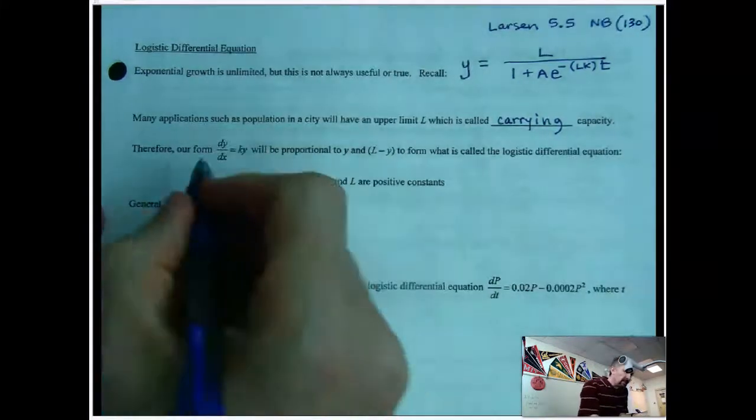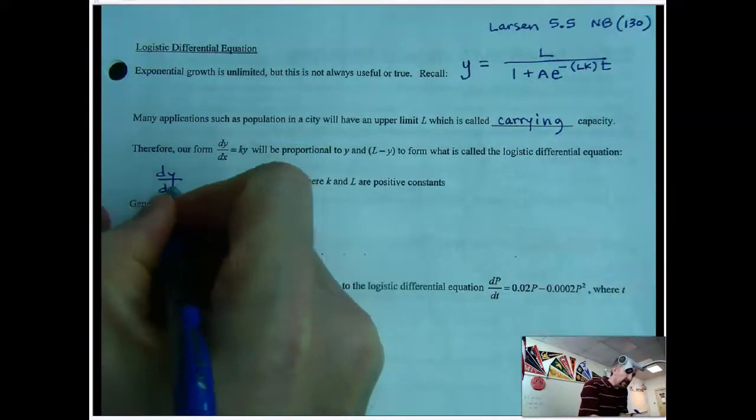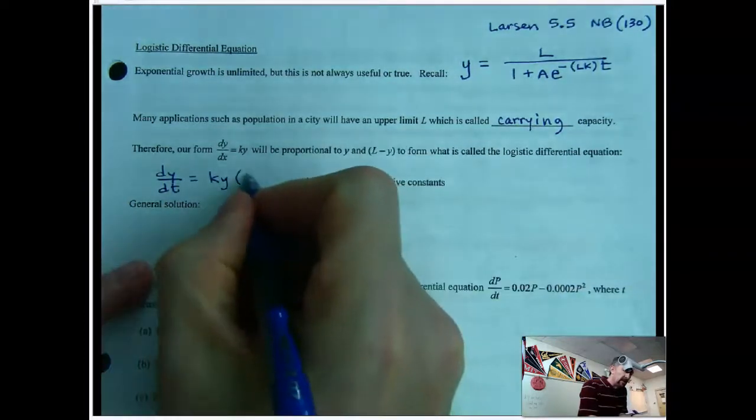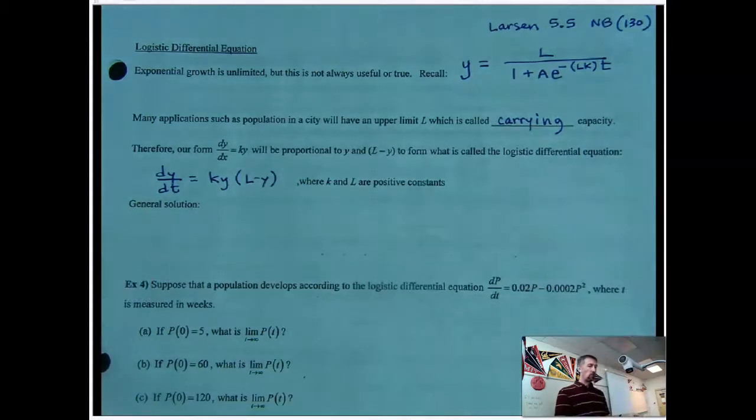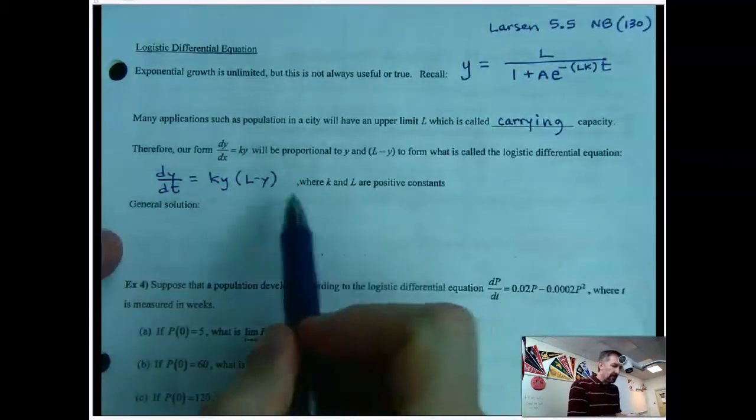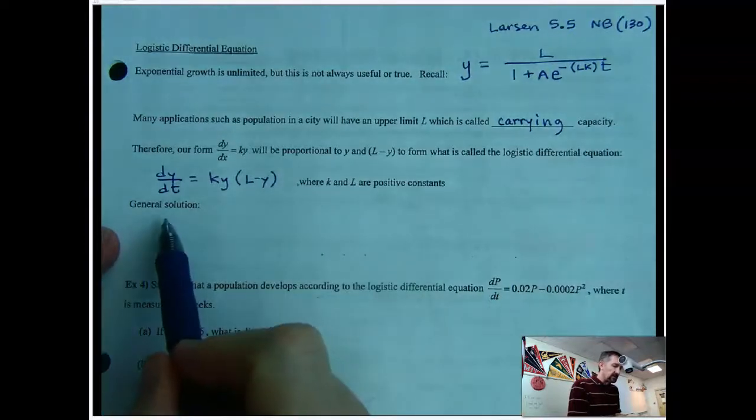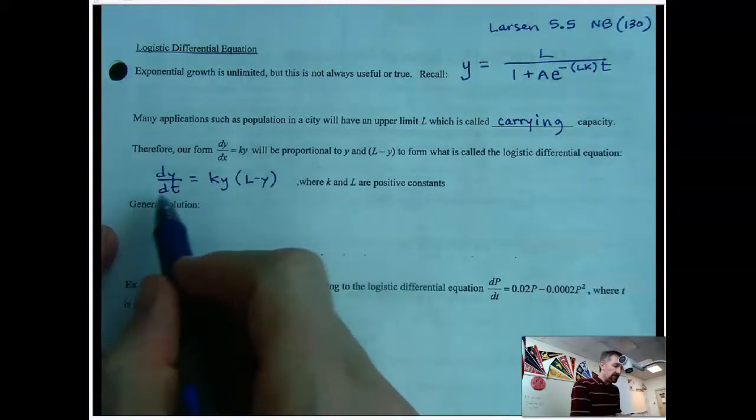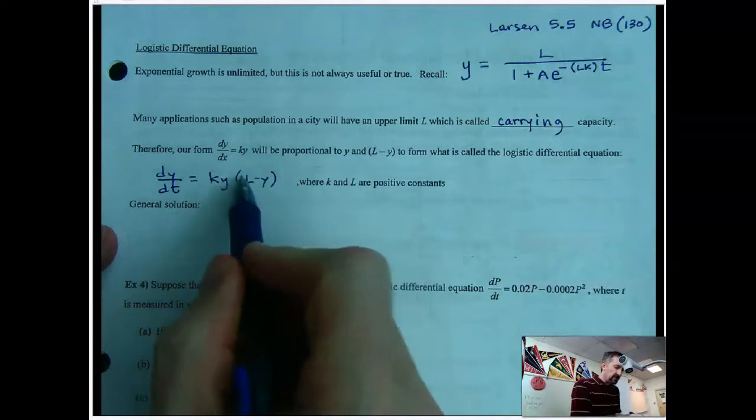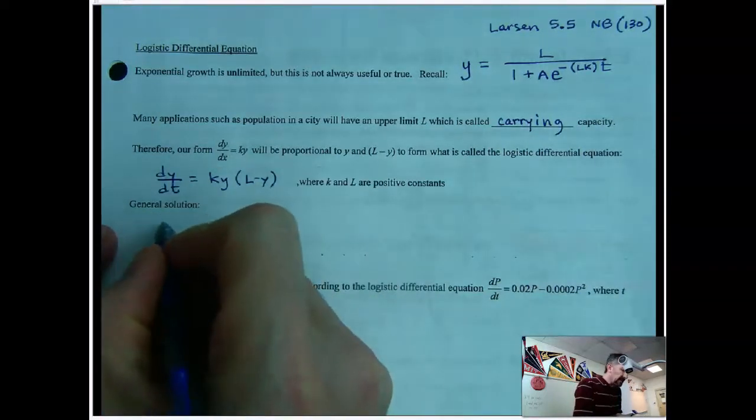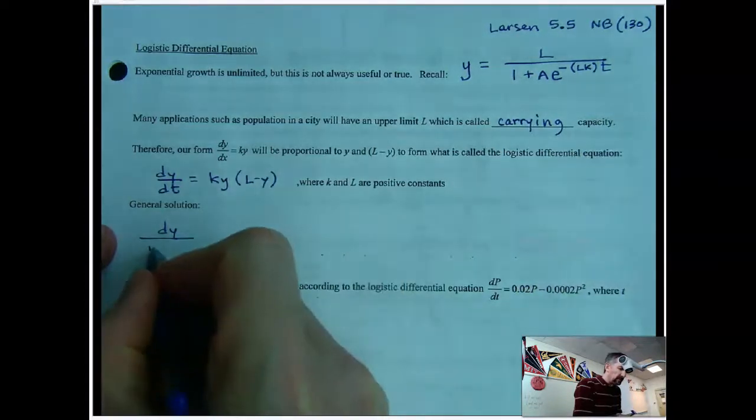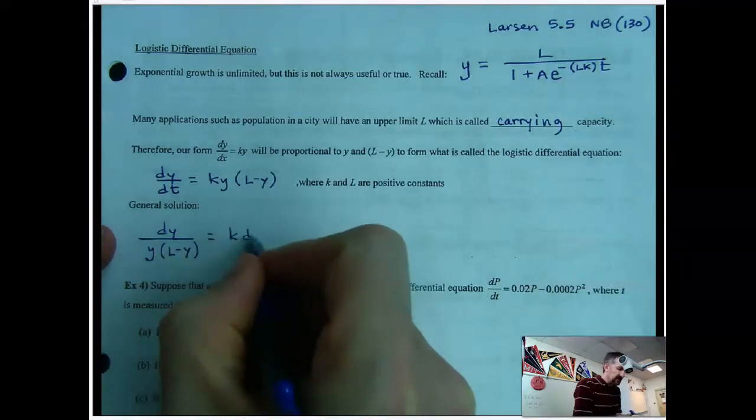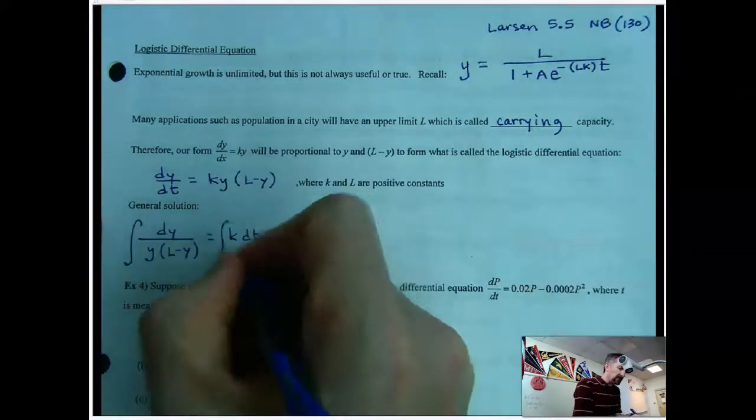Now, from here, if we want to switch this to dy dt, we would have k times y, and then times L minus y. Okay? Now, k and L are constants, positive constants. So now the general solution to that would be separation of variables. We would bring all the y parts over, divide both sides by that. So that would be dy over y times L minus y equals k times dt. And then we would integrate both sides.